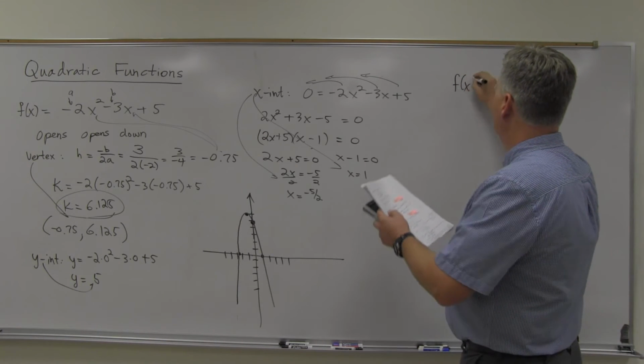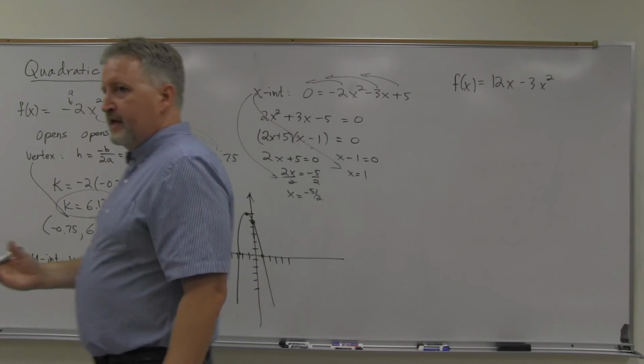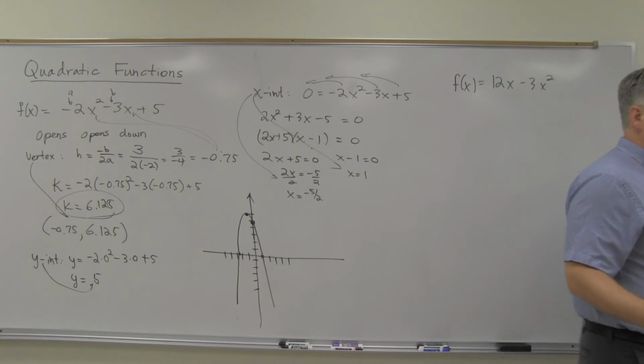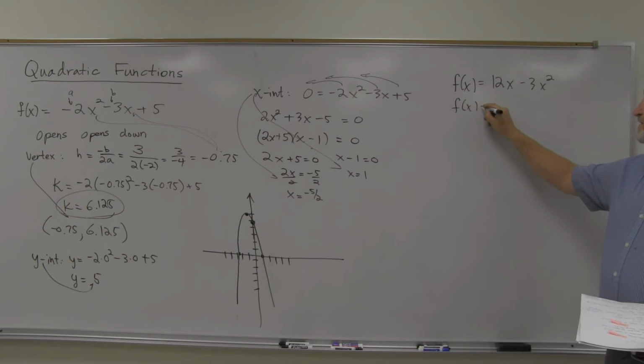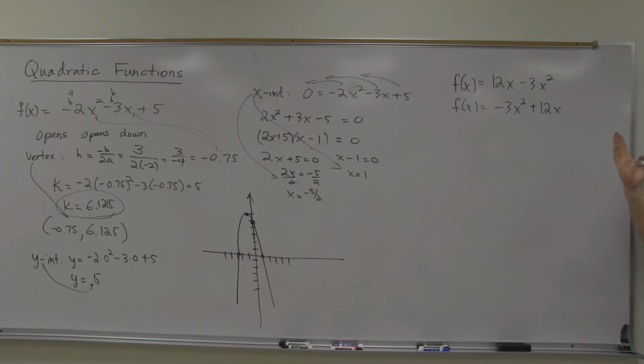f of x equals 12x minus 3x squared. I do this one because they won't always be in the exact form that we may want them to be in. This is an x squared equation, but notice where the x squared is. You may want to shift it back around, make it be in ax squared plus bx plus c form. So it's minus 3x squared plus 12x, and then the c, I don't have a c, so c is 0.